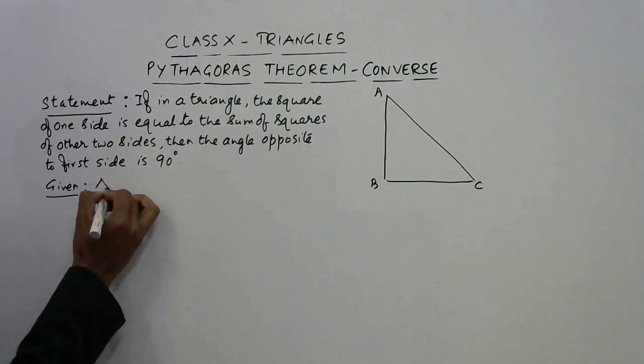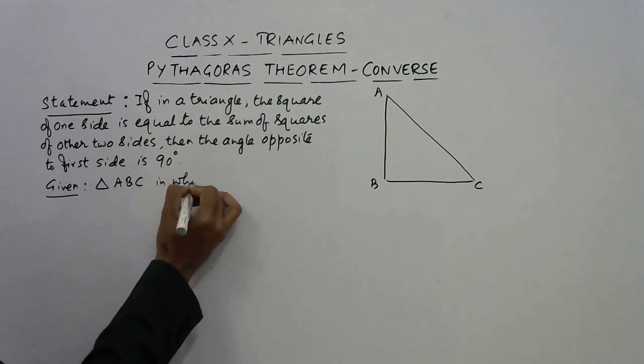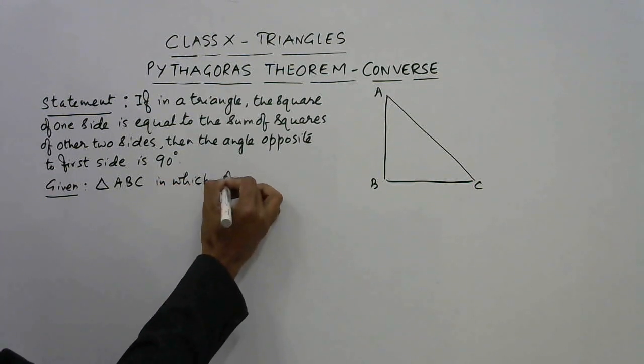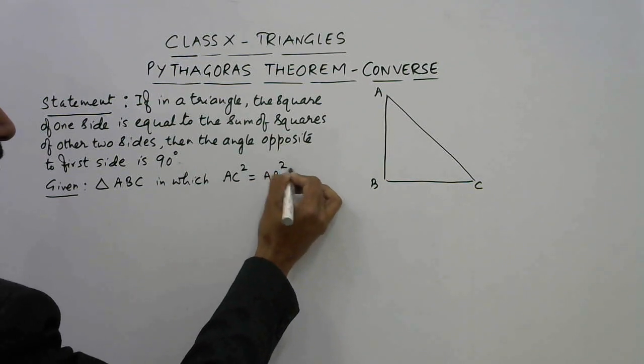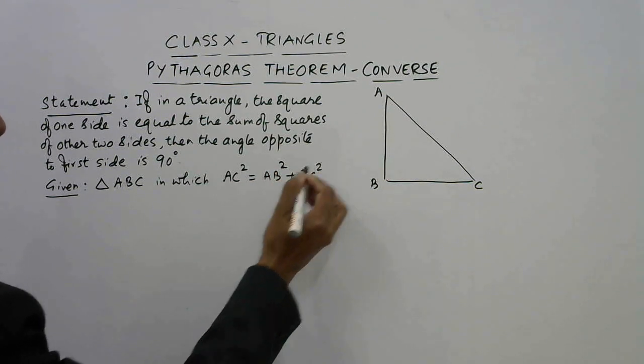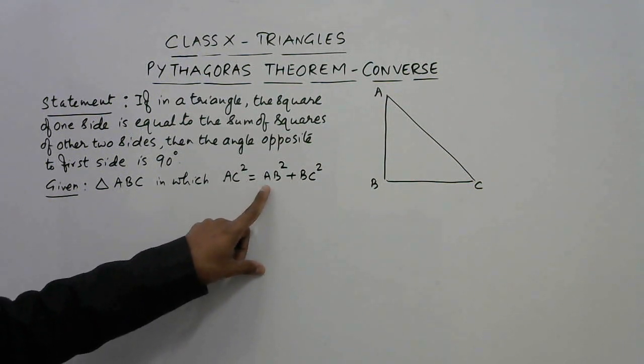Now, in the given part, we have a triangle ABC in which it is given that the square of one side, that is AC square, is equal to AB square plus BC square. So this is already given. What was to be proved in the previous theorem, that is Pythagoras theorem, has now become given.